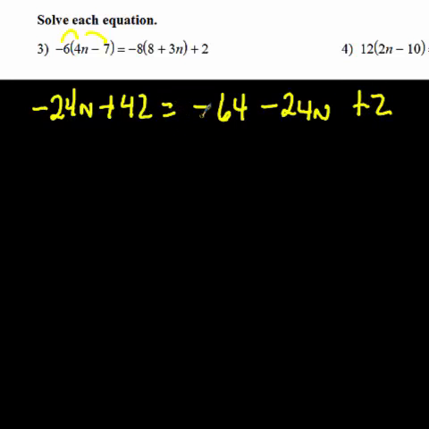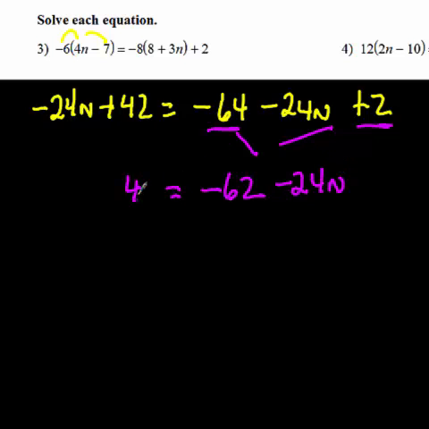Now, whenever you're looking at these, you always want to think, do I have any like terms on the same side? Well, yes, I do. I have a -64 and a +2, so I can go ahead and put those together, and that would make -62 minus 24n, and that's going to equal 42 minus 24n.